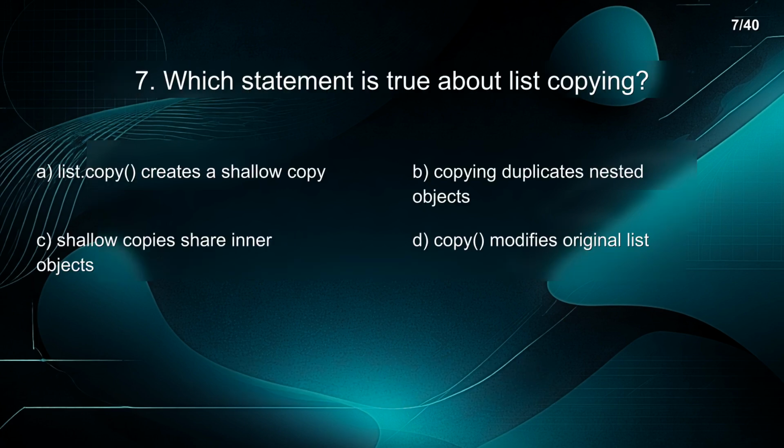Seventh question. Which statement is true about list copying? A. List copy creates a shallow copy. B. Copying duplicates nested objects. C. Shallow copies share inner objects. D. Copy modifies original list. Correct answer is C. Shallow copies share inner objects.